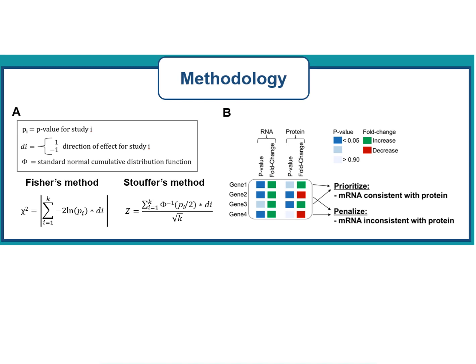So to summarize, in panel B, we've incorporated this directional logic into Active Pathways, where in this example, we're integrating RNA and protein datasets by prioritizing genes where mRNA is consistent with protein, such as gene 1 and gene 3, and penalizing genes where mRNA is inconsistent with protein, such as gene 2 and gene 4. By doing so, we will be removing false positive signals and improving gene and pathway level detection.